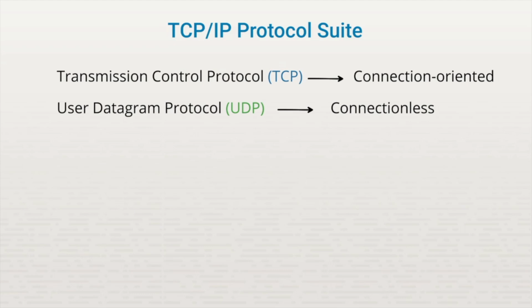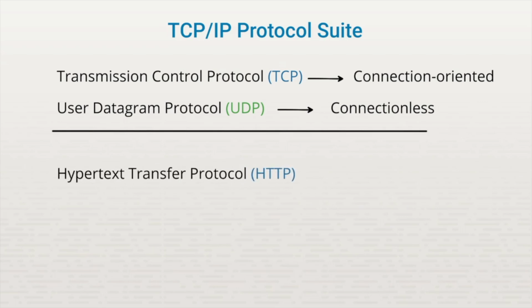To illustrate this, protocols that use TCP will be written in blue, and protocols that use UDP will be written in green. One common protocol that most internet users are familiar with is HTTP, or Hypertext Transfer Protocol. HTTP is used by internet browsers to request information from website servers. It's also used by websites to return information to the browser and display it on the screen.